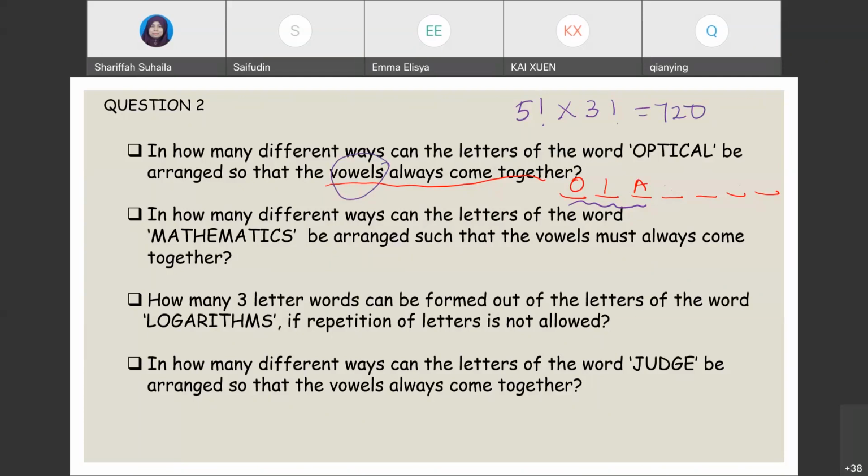We have 5 factorial. So how many ways can you arrange OIA? There is 3 factorial, so again 6 different ways. So altogether you have 720.